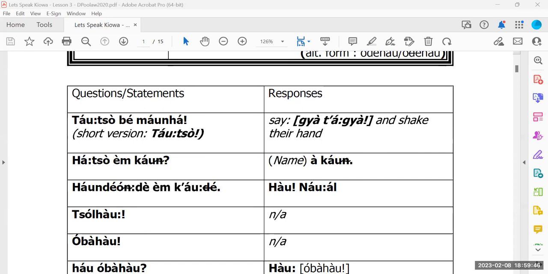Let's see. Can you hear me? Ha, yes, now we can. Oh, okay, my granddaughter figured it out. Yay, awesome. Good deal. Would you be able to say the question or the statement and response to that first go? Yes. Tatsu be monha get aga.